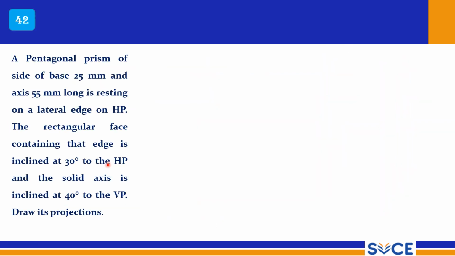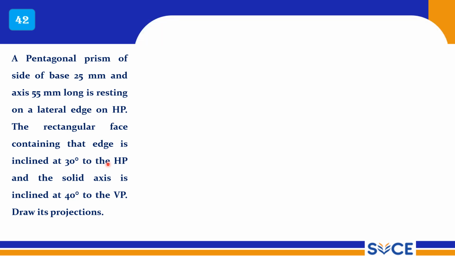This is the 41st problem. A pentagonal prism of side 25 mm and axis 55 mm long is resting on a lateral edge on HP. The rectangular face containing that edge is inclined at 30 degrees to HP. Draw the projections, and the solid axis is inclined at 40 degrees to VP. So it is a pentagonal prism, right, resting on a lateral edge on HP. It is also a similar problem, and that face is inclined at 30 degrees to HP, right? So it is clearly given one edge is making 30 degrees to HP.